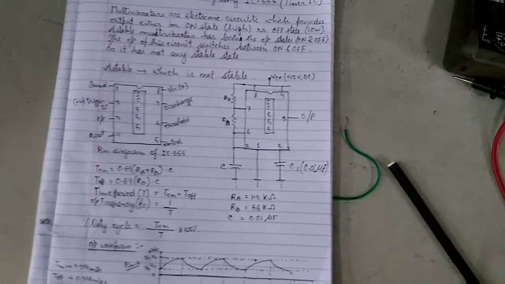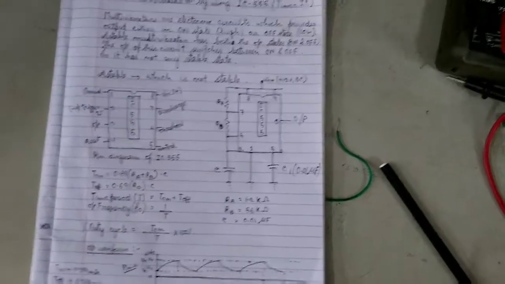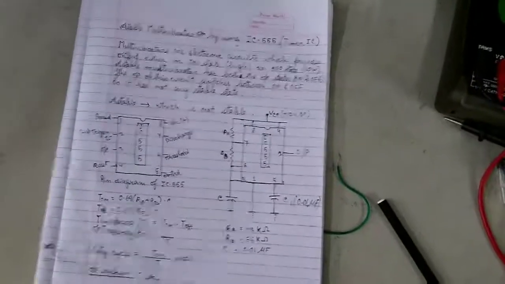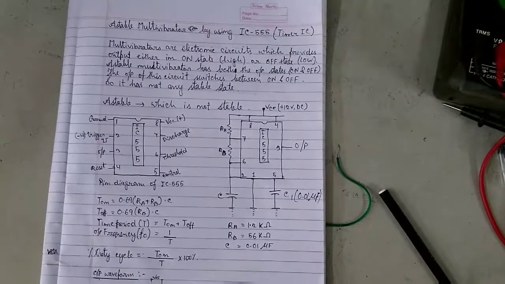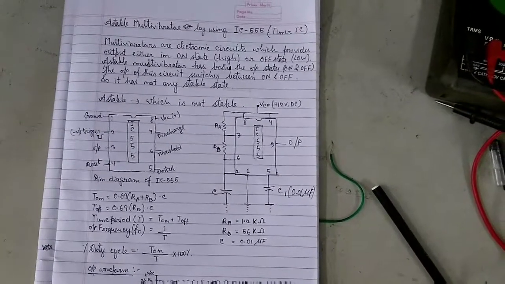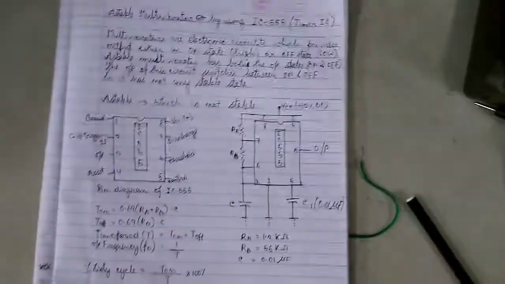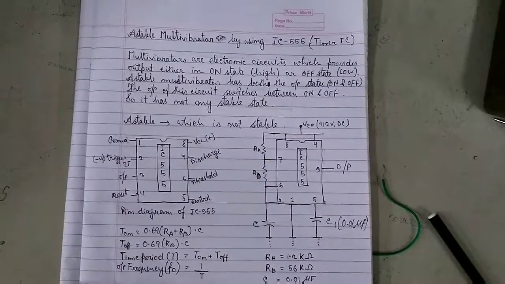This is one application of this astable multivibrator. And two more multivibrator circuits are there. They are called monostable and bistable multivibrator. I will show those circuits later. This is astable multivibrator. Thank you.